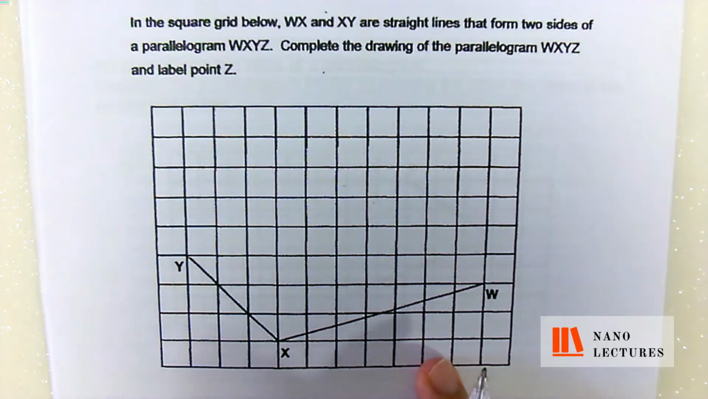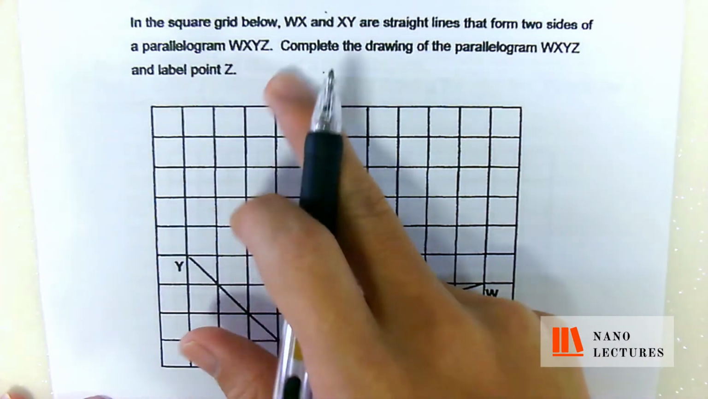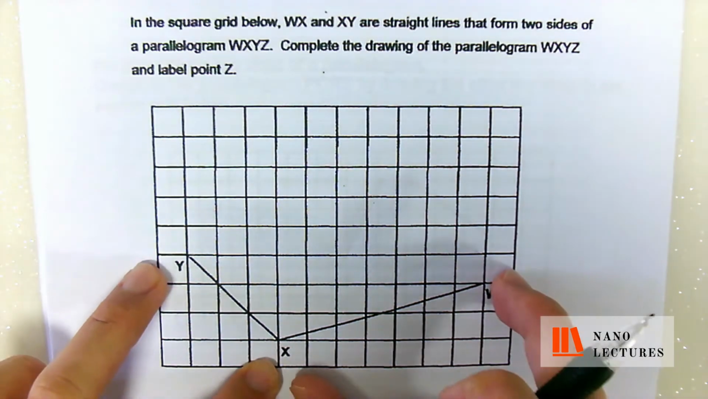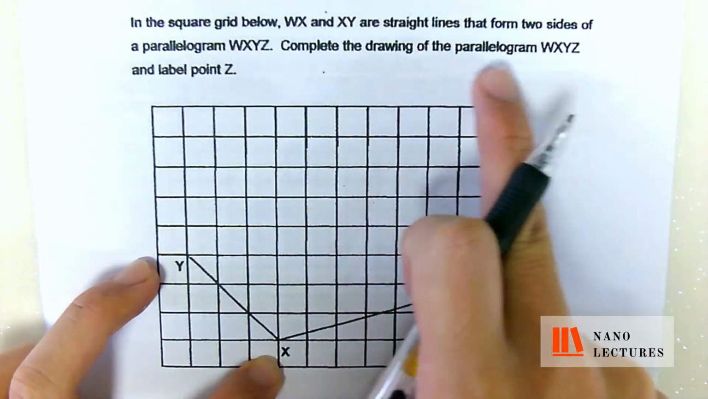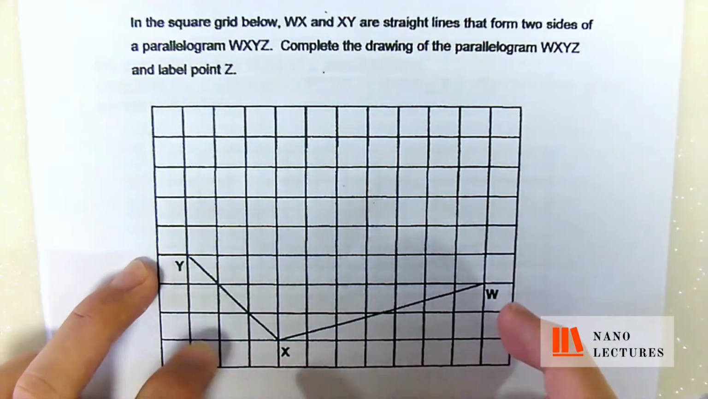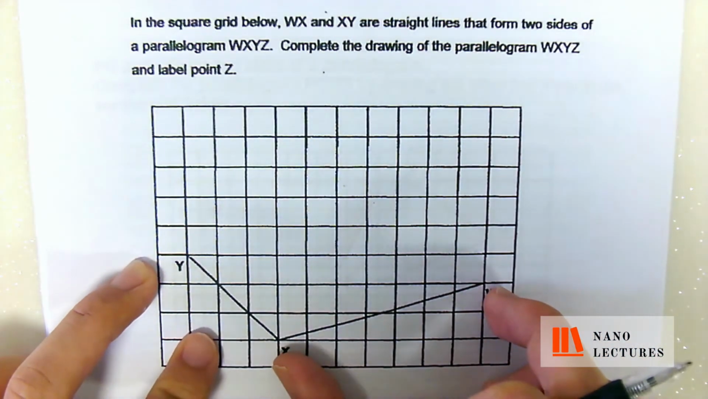Okay, this is a drawing of a parallelogram. So they said in the square grid below, WX and XY are straight lines that form two sides of a parallelogram. So complete the drawing of the parallelogram WXYZ and label Z. Okay, so again, if you draw a parallelogram, you need to roughly gauge.